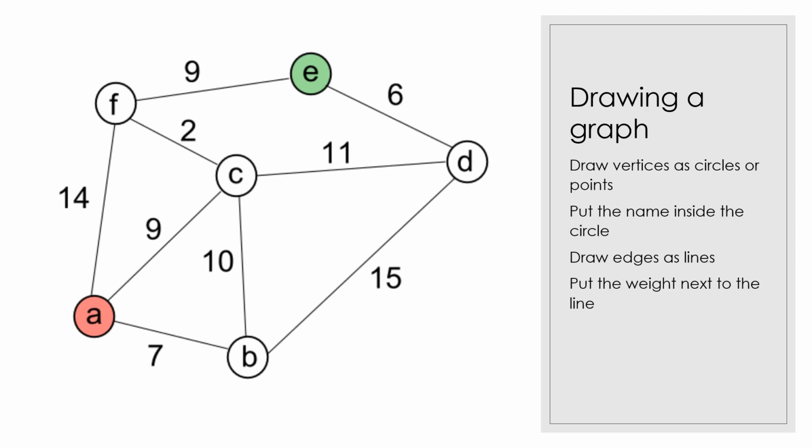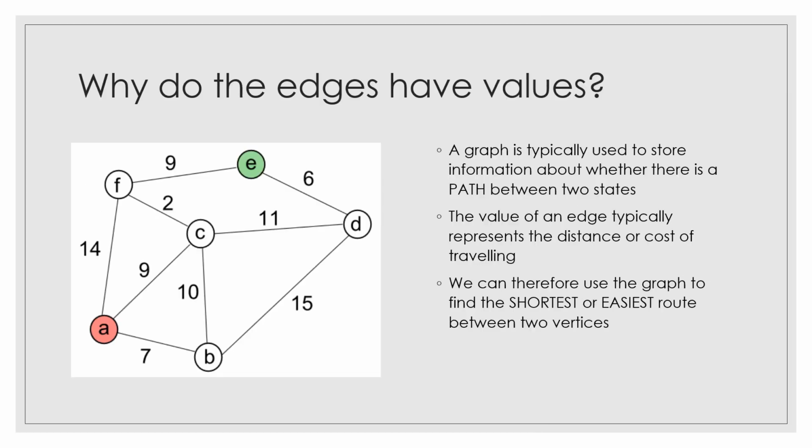So when we draw a graph, the vertices are always shown as circles, sometimes points, and each vertex has a name. I tend to use letters, but they can be full words, and the name is typically put inside the circle or sometimes written next to the circle. The edges are lines and the weights are drawn next to the lines. You won't be expected to draw a graph, but you should be able to understand a drawing of a graph.